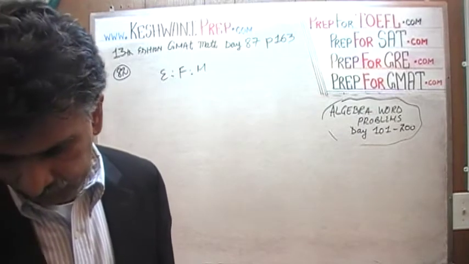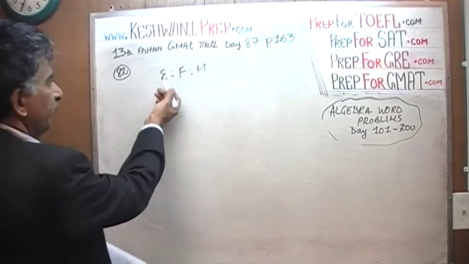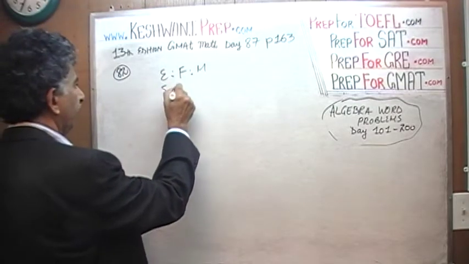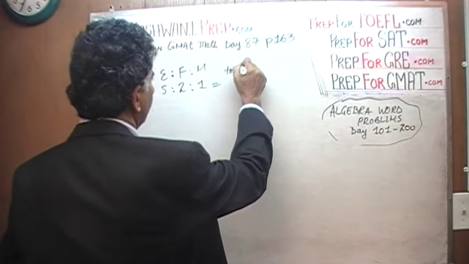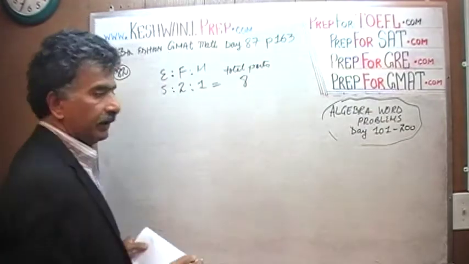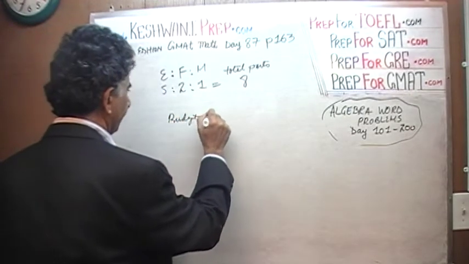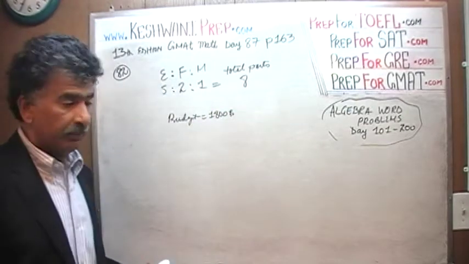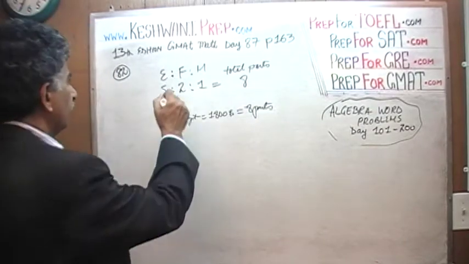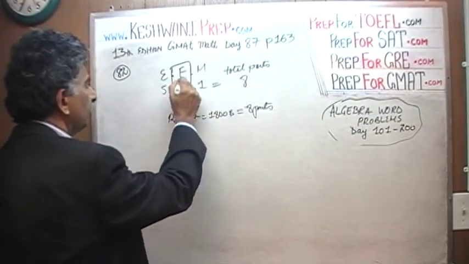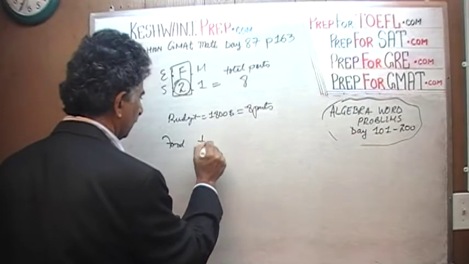It says Johnson's monthly budget is allocated to household expenses, food and miscellaneous, in the ratio of 5 to 2 to 1. As you can clearly see, the total parts is 8. There are 8 total parts, and we are told that their budget is $1,800, which is their total budget, which comprises the 8 parts. The question simply is, how much do they spend on food? Well, food is 2 parts, 2 out of 8, which means food is simply 1/4 of 1,800.